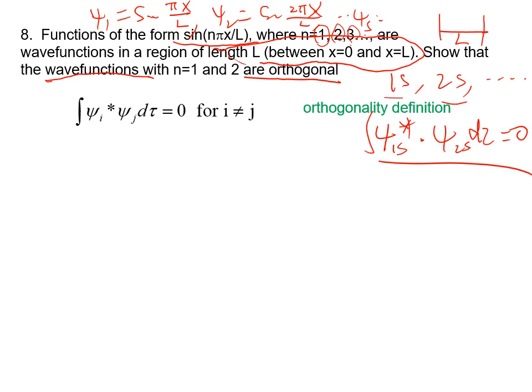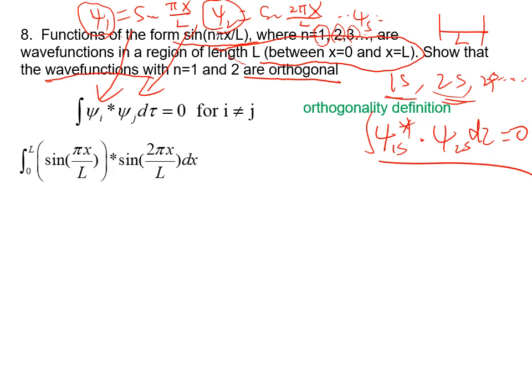Just like the hydrogen atom, you have 1s orbital, 2s orbital, 2p orbital, and keep going. So many wave functions. These are all orthogonal. Same thing here. So we are going to prove psi 1 and psi 2 are orthogonal. All we need to do is plug the wave functions into this equation and prove the product integration is 0.